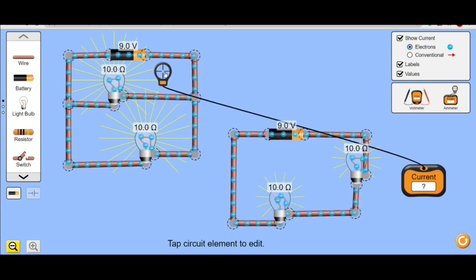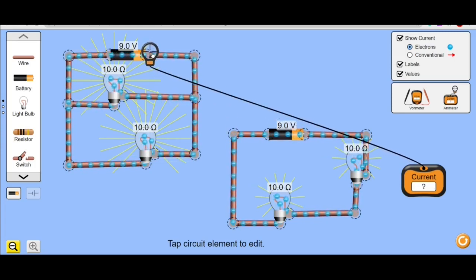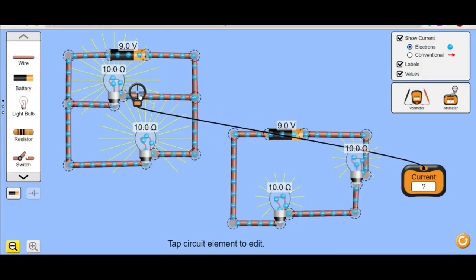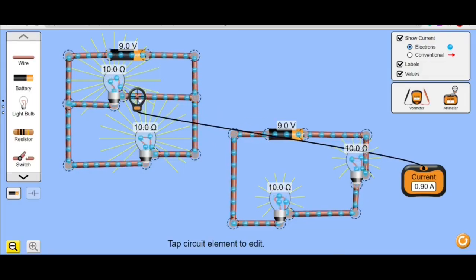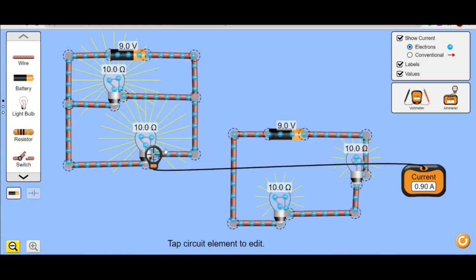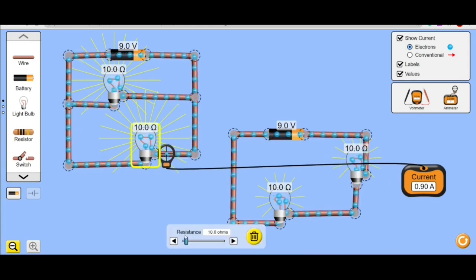While in the parallel combination, you will notice that the current flowing at this point is 1.80 ampere, while this bulb is getting a current of 0.90 ampere, and this bulb is also getting the current of 0.90 ampere, because both these bulbs have the same resistance. If I increase the resistance of this bulb, you will notice that the current is decreasing. Now the current is 0.29 ampere, because of the same reason that current and resistance are inversely proportional to each other.